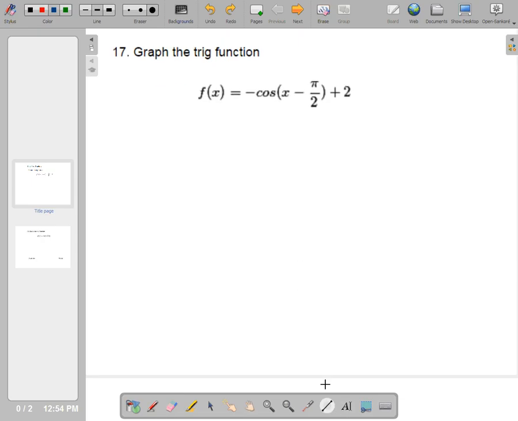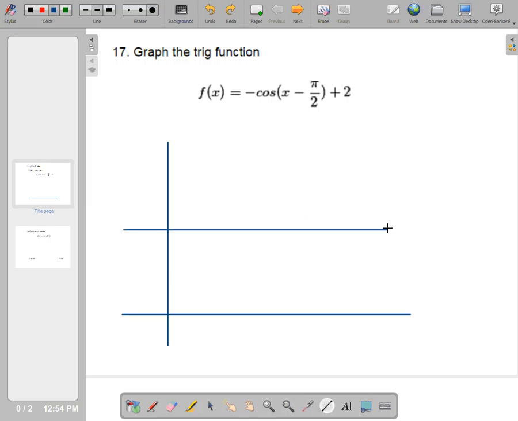So let's start off by drawing myself a little grid here, and we'll talk about phase shifts and all that. First thing, this has a phase shift of +2, which means it's going to be moved up 2. So what I'm going to do is draw a line here, and that's going to be my new midline. I know that cosine goes above and below the midline.